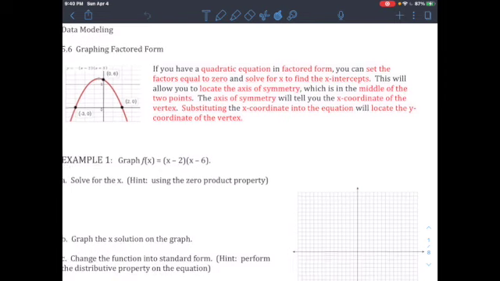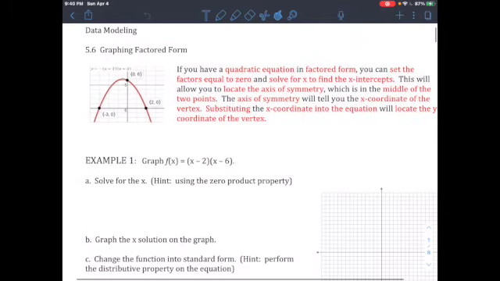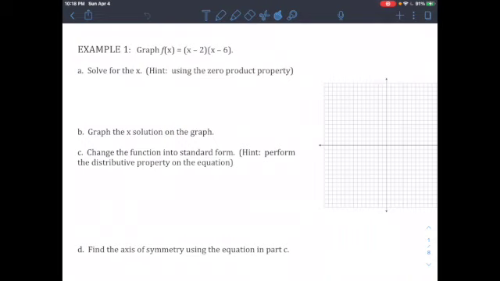The axis of symmetry will tell you the x-coordinate of the vertex. Substituting the x-coordinate into the equation will locate the y-coordinate of the vertex. Today, we are going to talk about the symmetry lines. Example 1, graph f of x equals x minus 2, x minus 6.